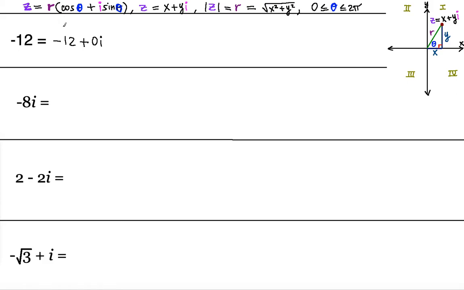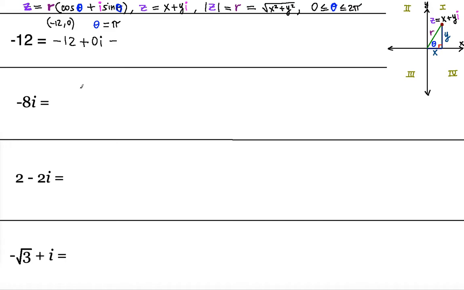Now notice this actually represents the point minus 12, 0 in the geometric form, right? This is the geometric point in the xy plane, negative 12 comma 0. So that means it has to be on the negative x-axis. Negative x-axis corresponds to the theta angle being pi in this example.